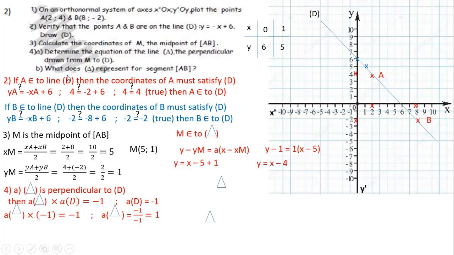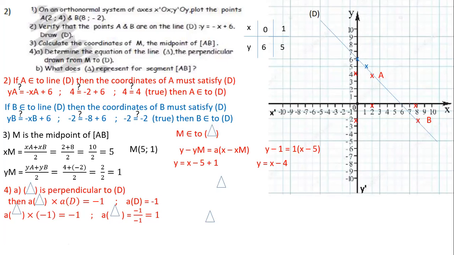Now please listen carefully to this part. What does delta represent for segment AB? Delta passes through which point? M. What does M represent for segment AB? Midpoint. What do you think? Perpendicular at the midpoint. What does delta represent for segment AB? What is the name of the line that is perpendicular to a segment at its midpoint? What do we call this line? Yes, Kalam. Delta is basically the perpendicular bisector of AB.